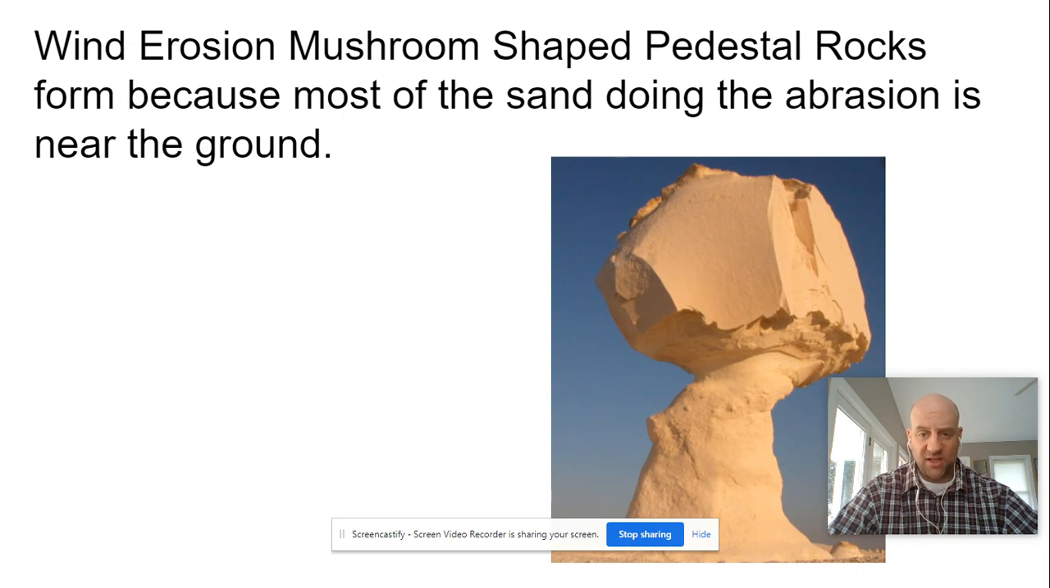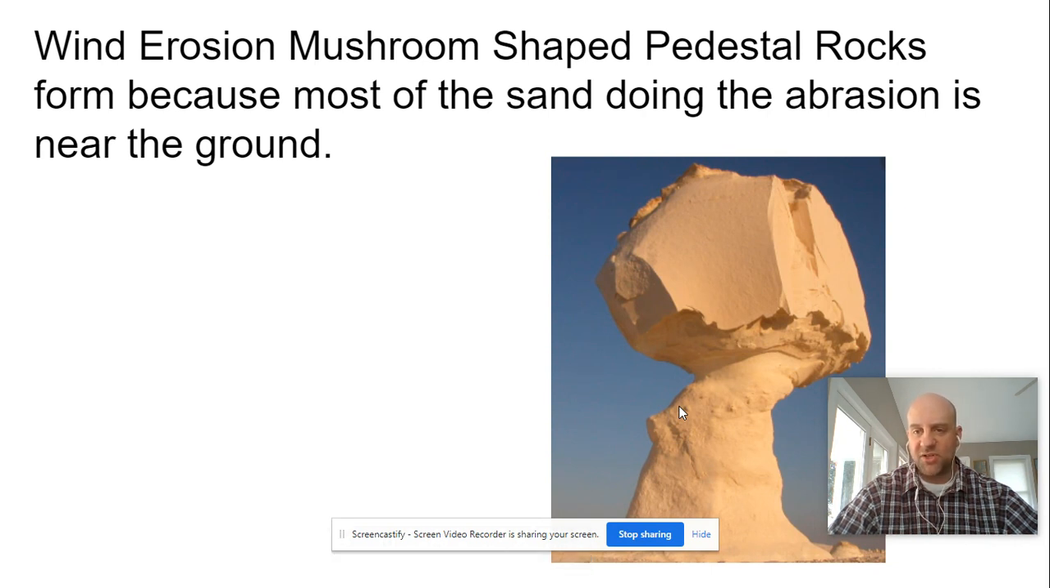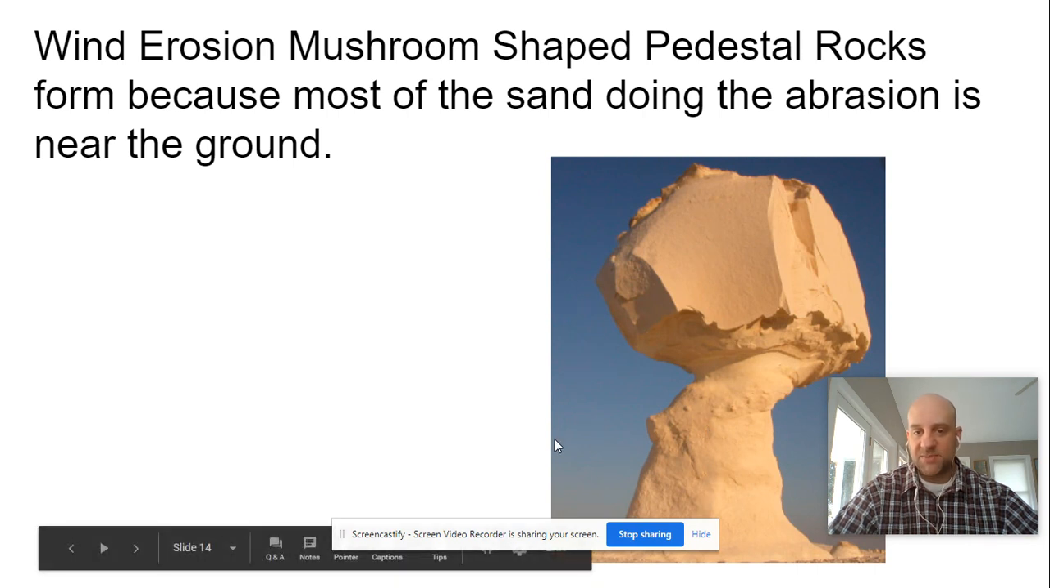So this particular rock structure was created with the wider part on the top, this mushroom shape, because most of the sandblasting was happening near the base here. It can also happen because you have different rock layers that have varying degrees of resistance to erosion. If you have a less resistant layer to erosion, that will be worn away more, and a more resistant layer could be sticking out farther, like the top here. In this case, it's all the same rock type, so the way we explain that is by the majority of the sediment doing the sandblasting near the surface.